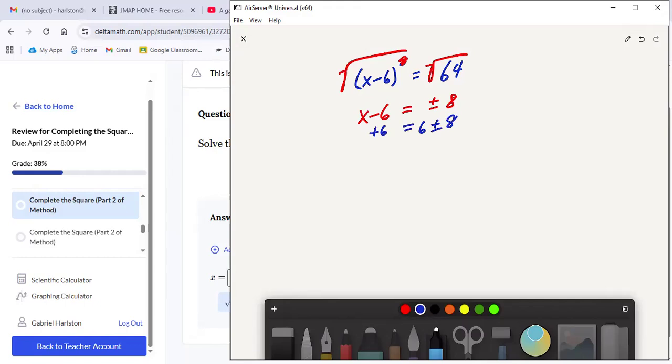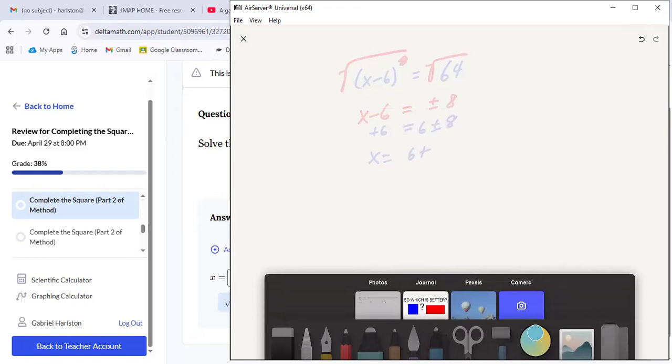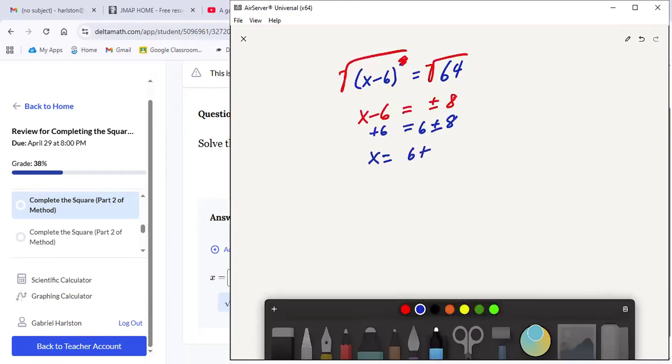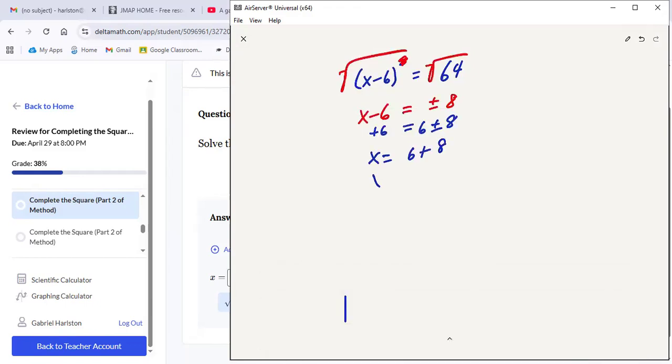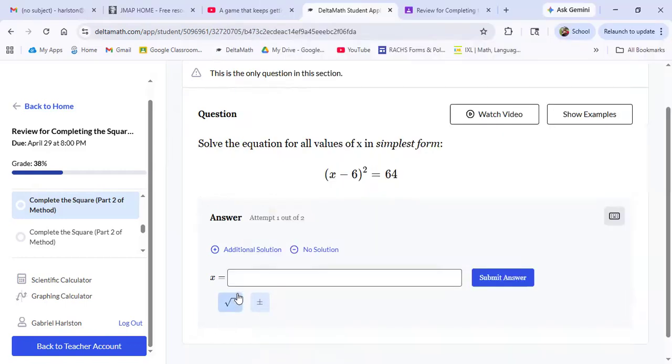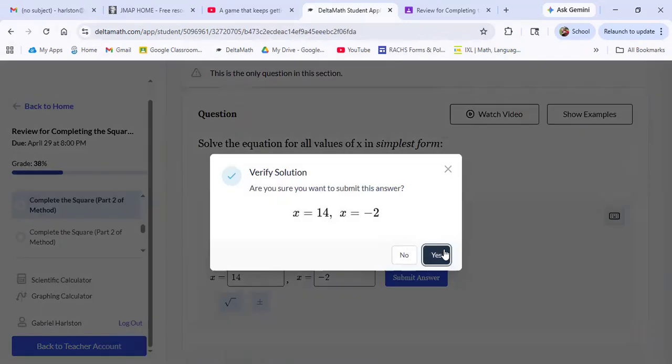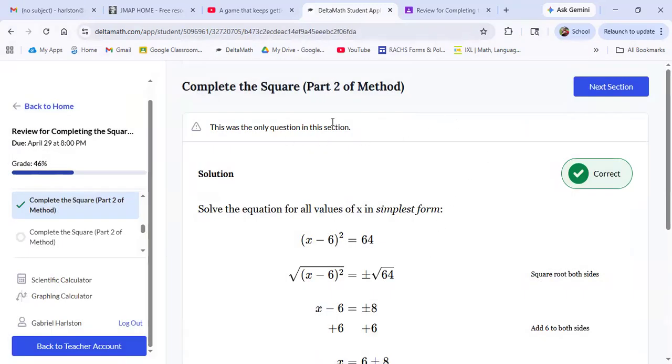And here's what we got. We have two equations: x equals 6 plus 8, and x equals 6 minus 8. So one of our solutions is going to be 14, and our other solution is going to be negative 2. So let's go here and enter those. The first one is 14, and our second solution is going to be negative 2. I submit it, and it says, nice job.